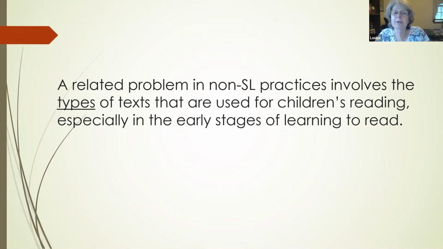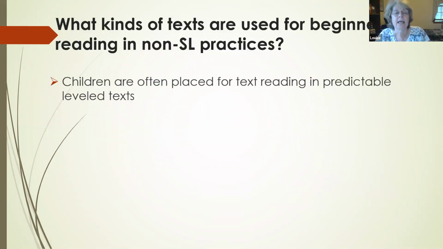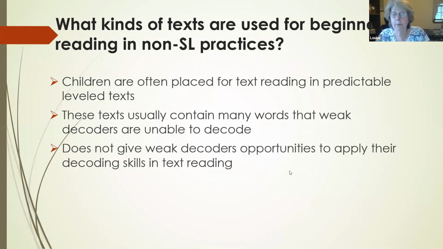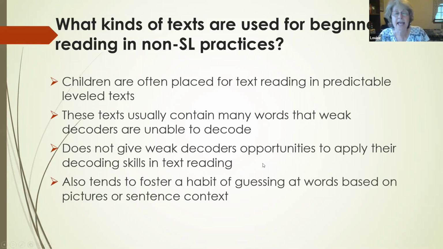A related problem in non-structured literacy practices involves the types of texts that are used for children's reading, especially in the early stages of learning to read. So early on in non-SL approaches, children are often placed for text reading in predictable level texts. These texts usually contain many words that weak decoders are unable to decode. This does not give weak decoders opportunities to apply their decoding skills in text reading. And it also tends to foster a habit of guessing at words based on pictures or sentence context.